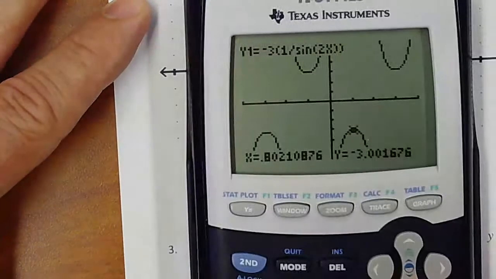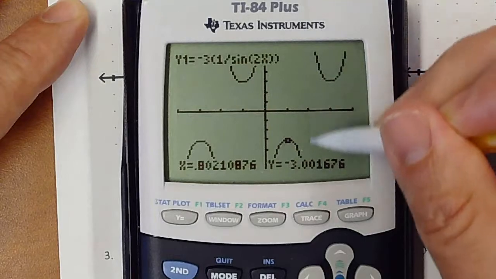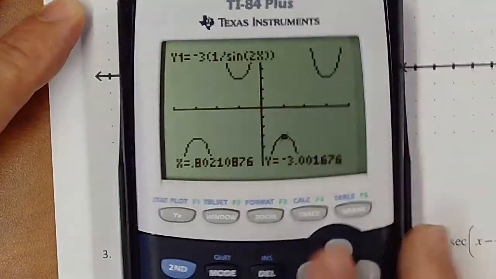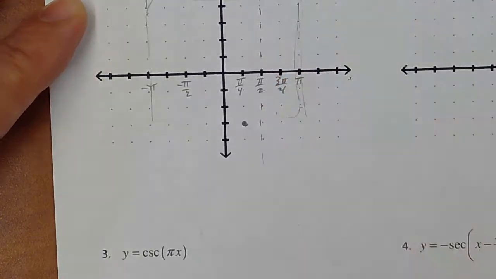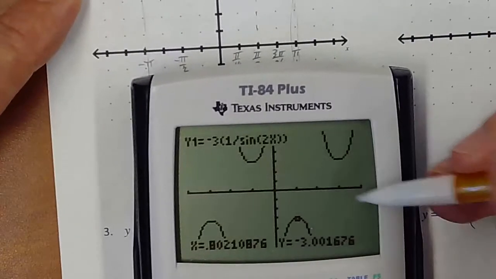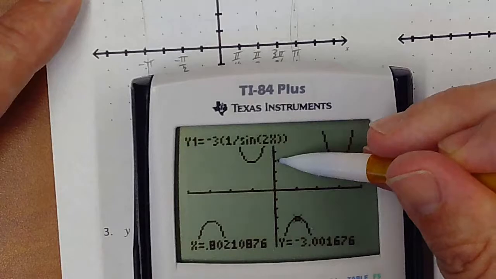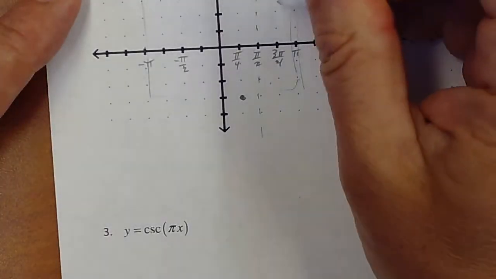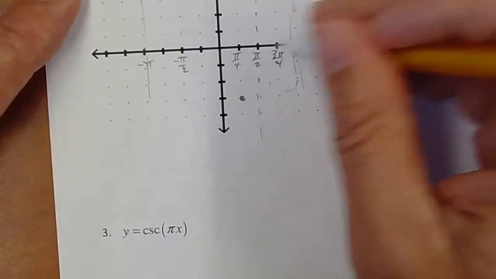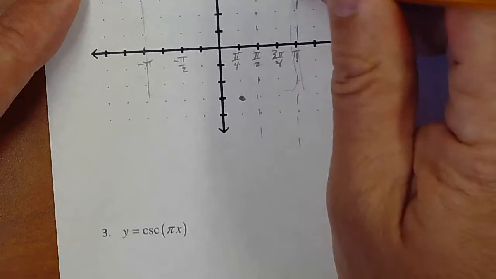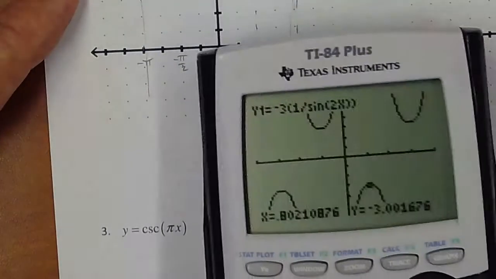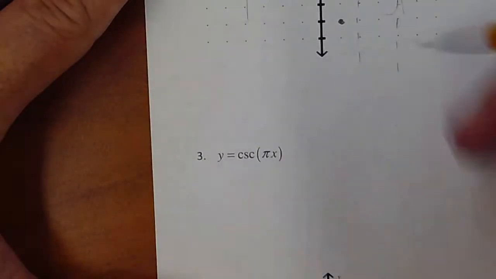What's my next key point? Pi over 2. There's an asymptote right here. I want you to draw that in. Okay, next key point is 3 pi over 4. I'm up at 1, 2, 3. Draw that in there. And then you've got to remember the pattern. Every pi radians, there's another asymptote. Okay? And then we just kind of fit those little U-shaped graphs.